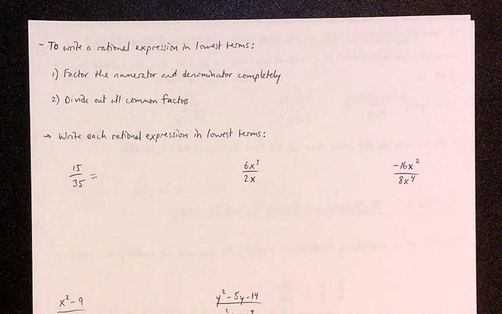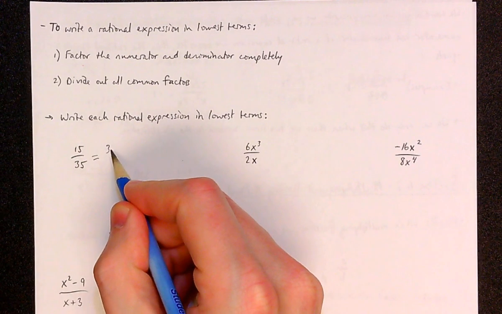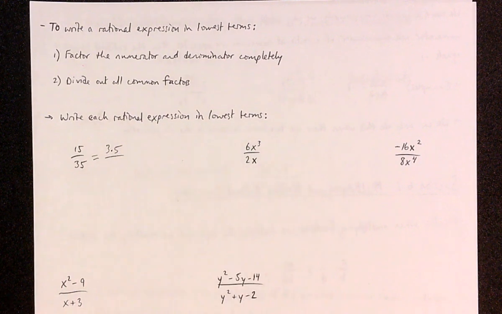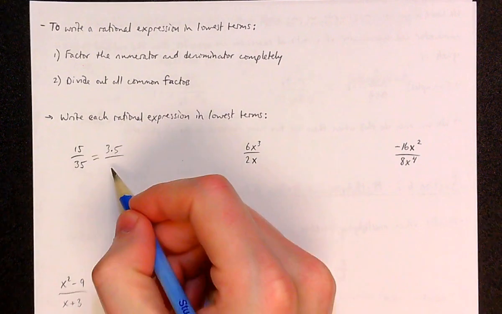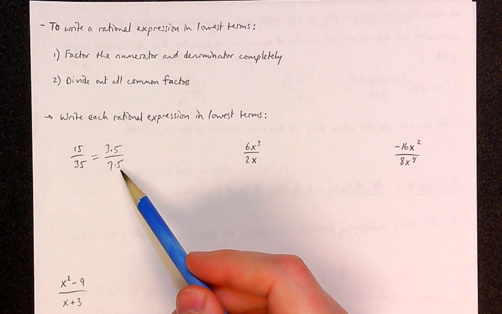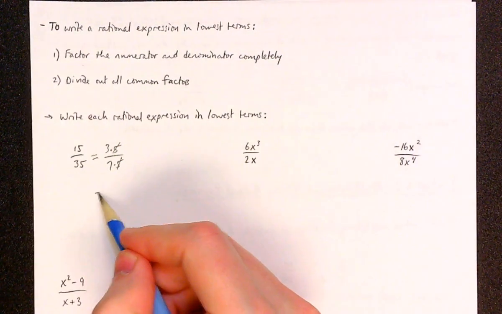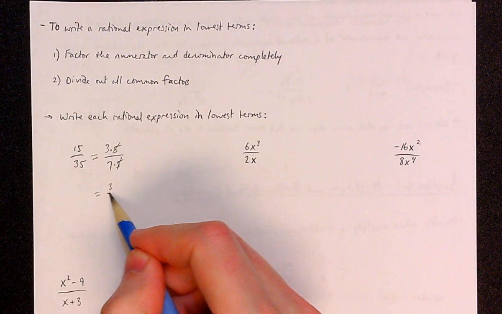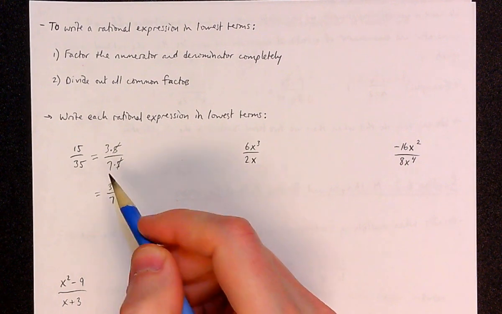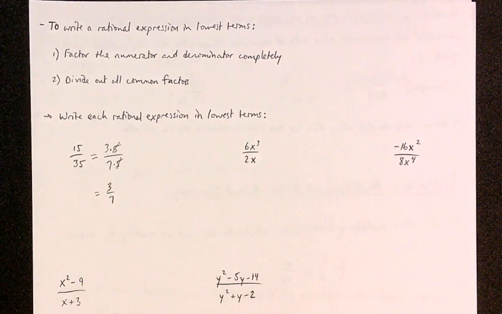Let's think of factors of 15 and 35, and maybe there's a common factor in there that we can cancel out. Well, 15 we know is 3 times 5, and 35 we know is 7 times 5. So the top has that factor of 5, the bottom has a factor of 5 there. So if we divide and cancel those out, I'm just left with 3 over 7. And that's in lowest terms. We can't factor this any further. We can't break this down anymore.